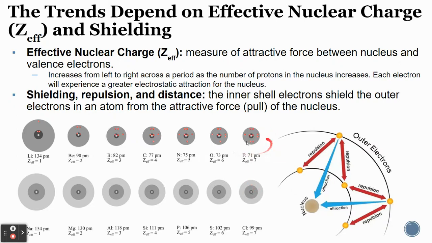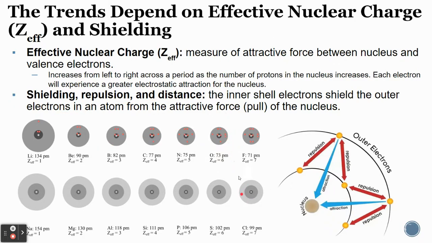But then something interesting happens. Students might say, well, okay, if chlorine is smaller than sodium because chlorine has more protons to pull in the electrons, why isn't chlorine smaller than fluorine? Because chlorine has more protons, so shouldn't it be smaller? Well, that's where the other effects come into play: shielding, repulsion, and distance.